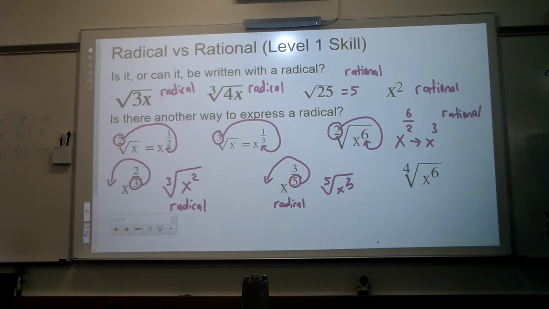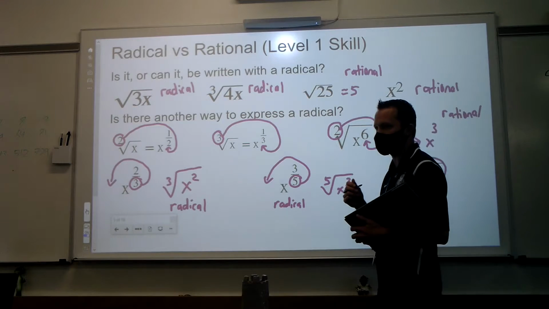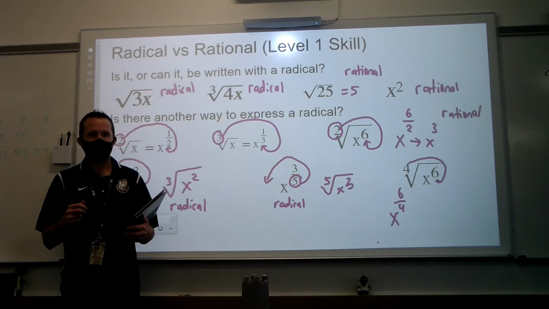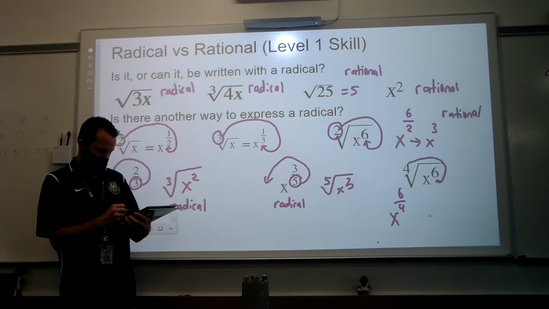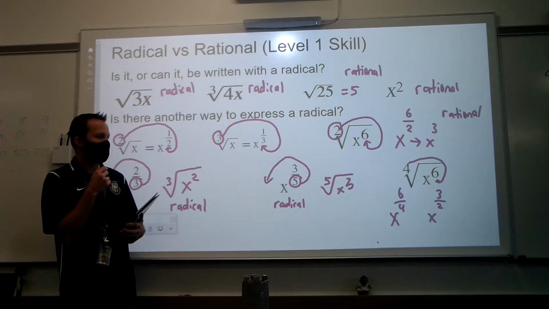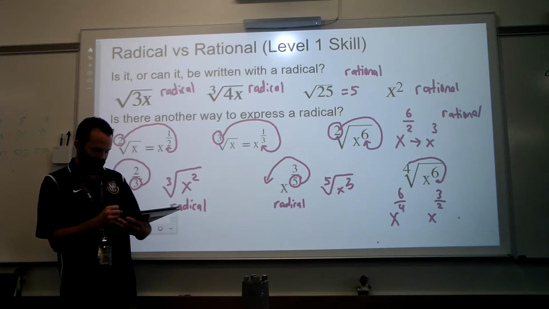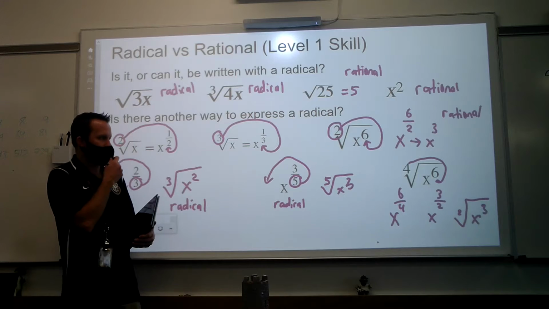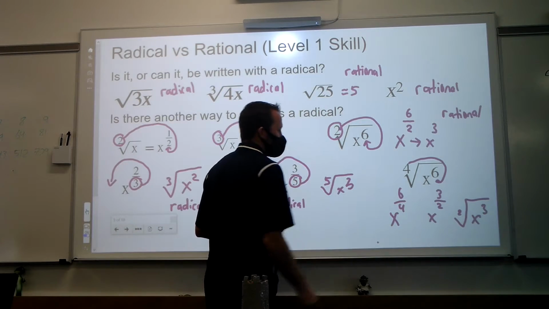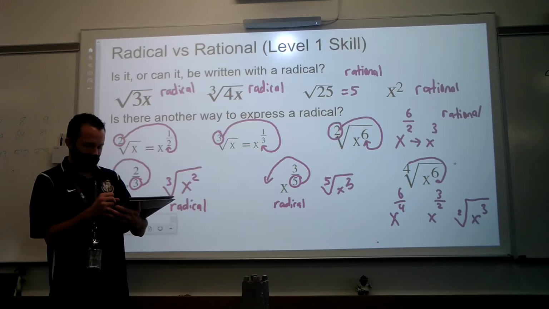Okay, let's do that same thing with here. 4th root of x to the 6th, that 4 is going to come right here. So I have x to the 6 over 4. Can we reduce that 6 over 4? Yeah, well, what will it become? It'll be 3 over 2, okay? But did it simplify all the way? That 2 there, that can still be written as a square root of x cubed. So if there's still a denominator here, then I can still write it as a radical, which makes it radical.